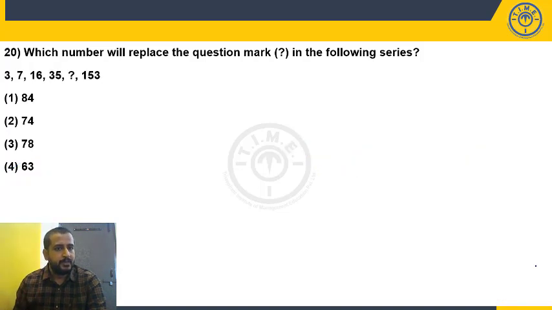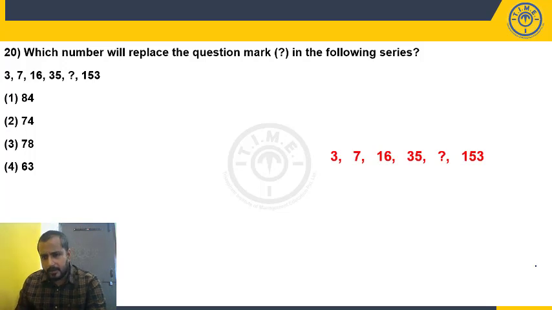Next. 3, 7, 30, 16, 35, 153. Yes, the numbers are increasing rapidly. But let's check it. Whether it is correct or wrong, we cannot say, right? Let's check it. What about here to here? Into 2 plus 2. 7 into 2 is 14, plus 2. What about here? Into 2 plus 1. 3 into 2 is 6, plus 1.